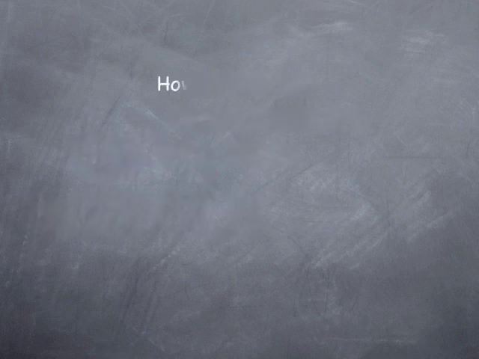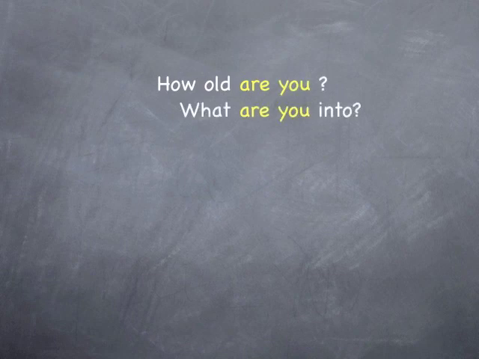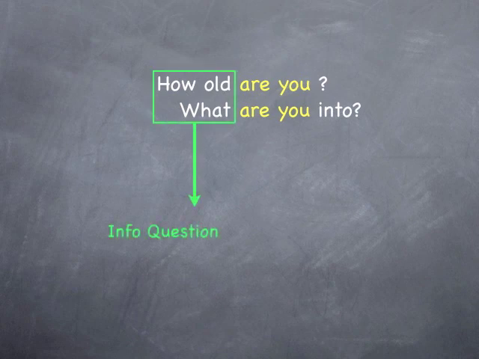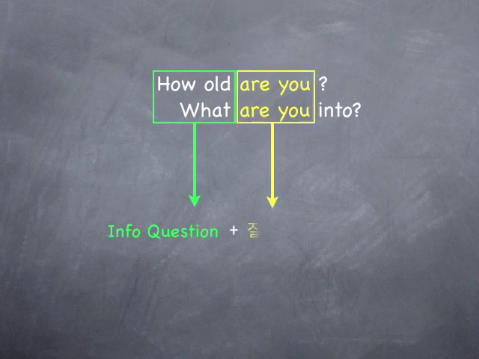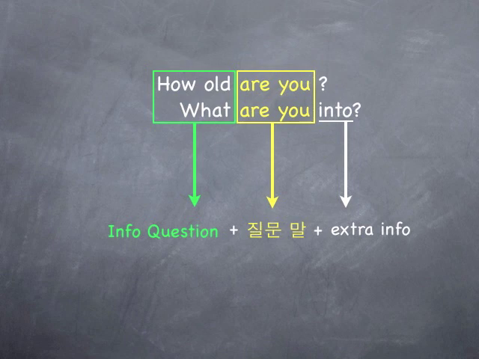Now let's use these two examples to put a simple formula together about how to make information questions. First thing in the question is our information question, which we'll be looking at in more detail in the next video. And second is our 질문말. And then last, we have any extra information we might need in the sentence. The focus for now is mainly on becoming comfortable with the information question and 질문말 part of the question.